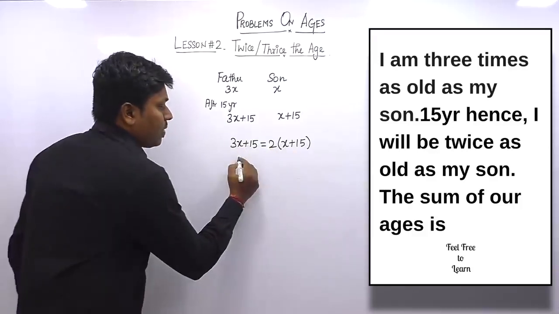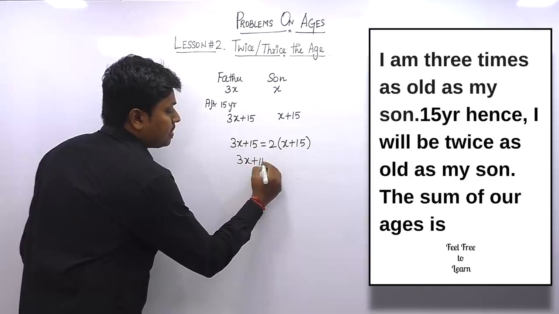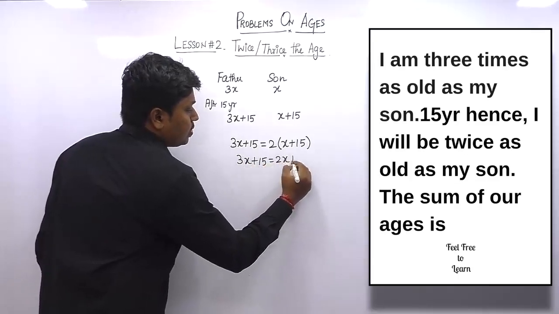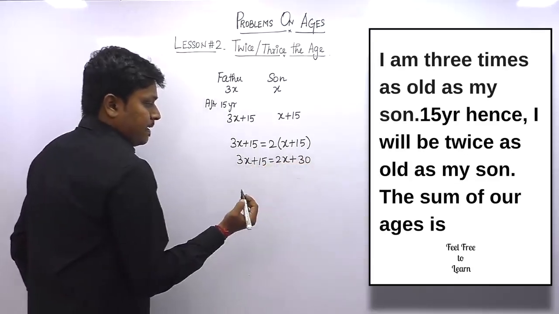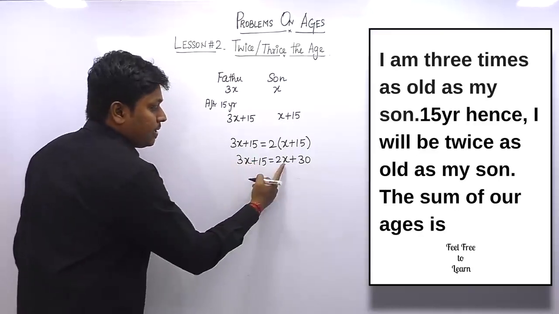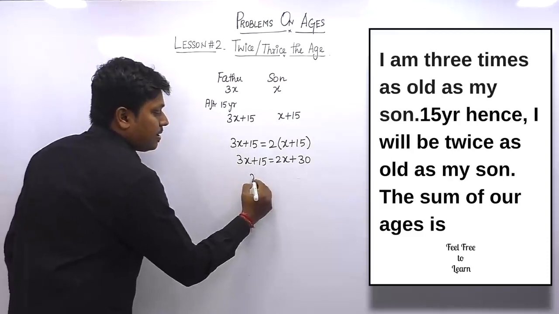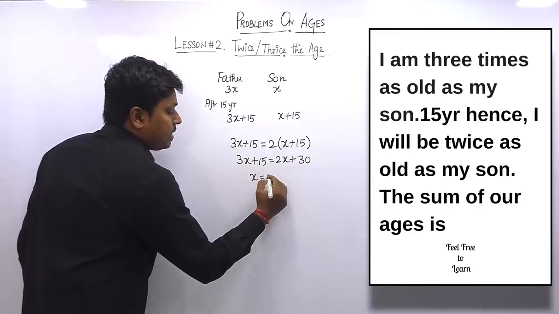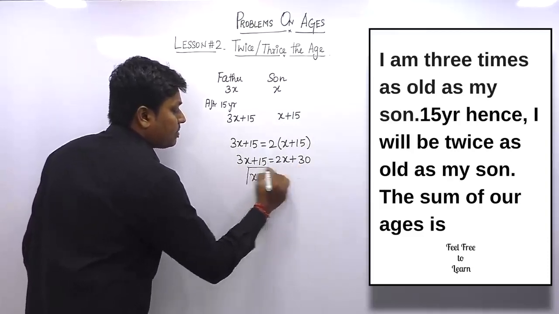So now we need to solve this. This can be written as 3x plus 15 is equal to 2x plus 30. And what is our target? Our target is to find the sum of their ages. So let me do one thing. 3x minus 2x can be written as x. So 30 minus 15, when you subtract this, the value of x will be 15.